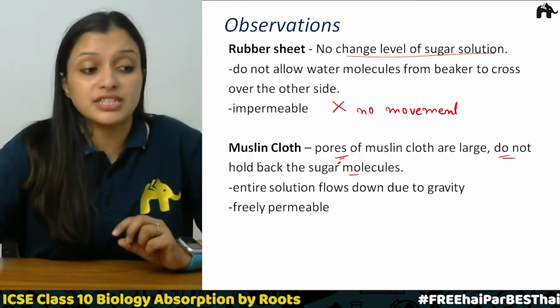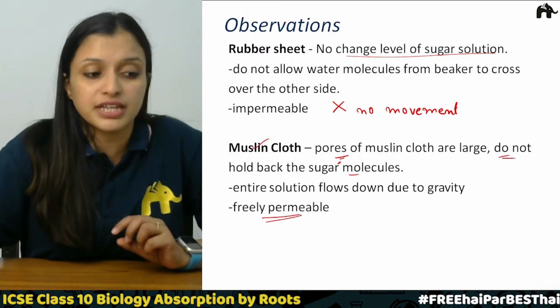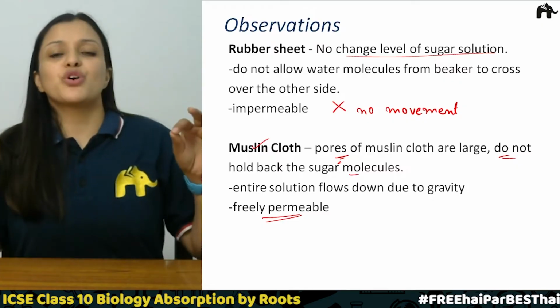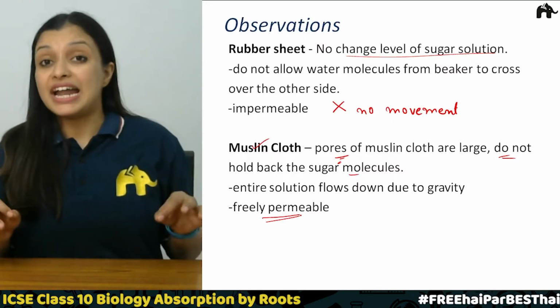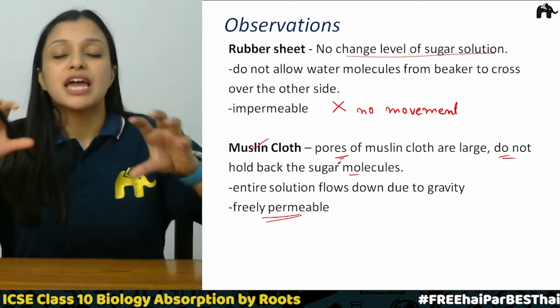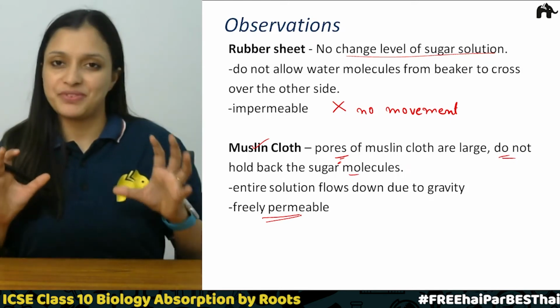So this shows that this muslin cloth is a freely permeable membrane. It allows even the larger molecules to pass through it, and hence there will be complete mixing of the solutions in the funnel and in the beaker, right?